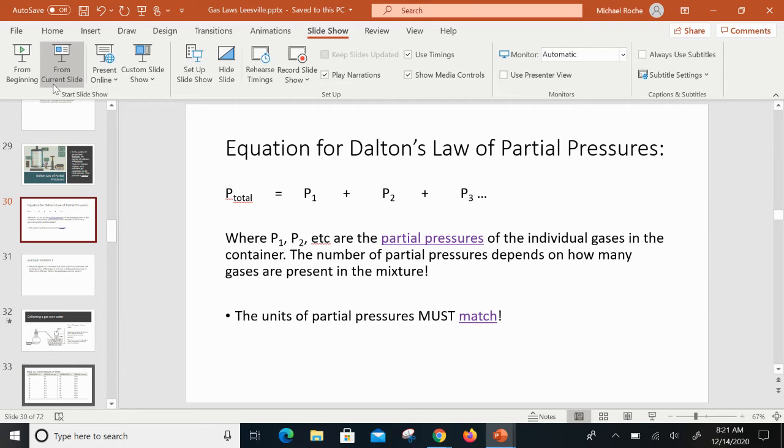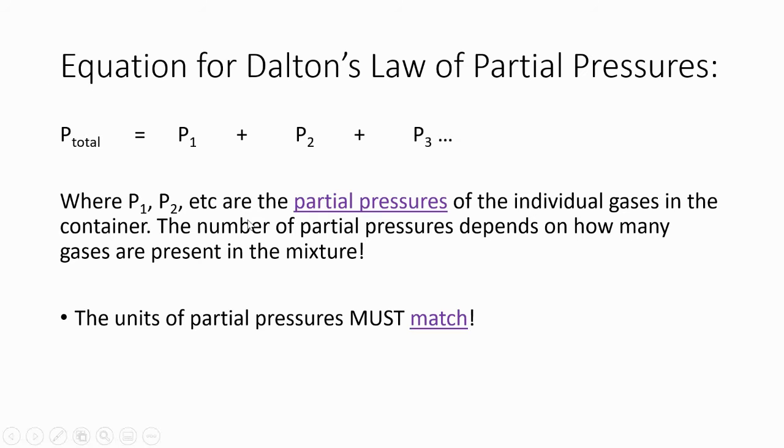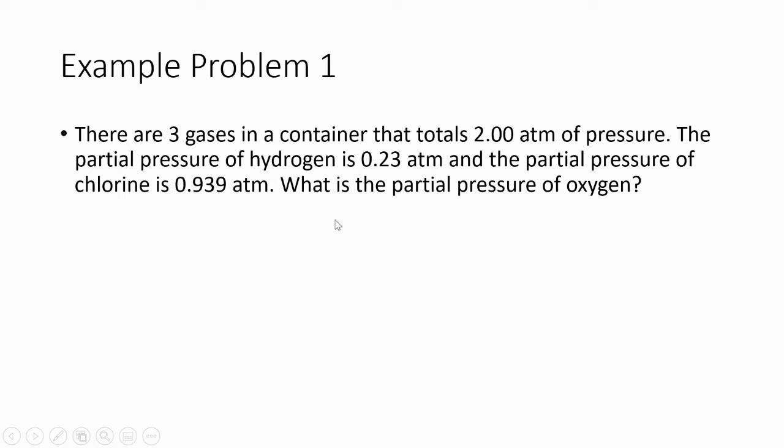All right. So a little thing, not in this class, but in college, might get you: the partial pressures have to match in their units. So we could give one in atmospheres and one in millimeters of mercury and one in kPa. You can't add them unless they're all in kPa or all in atmospheres or all in millimeters of mercury.